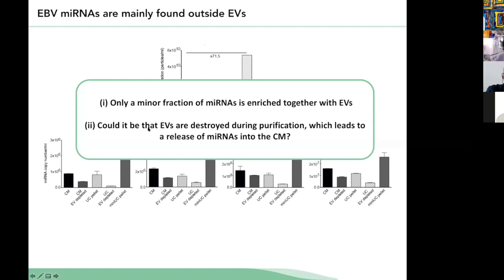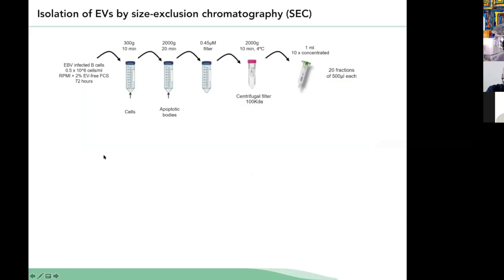But can it be that EVs are just destroyed because of the ultracentrifugation? I'm just doing things too harshly, and then the microRNAs are released in the CM just during the preparation. So to be sure that the first point is true, we decided to use a second purification method, size exclusion chromatography. The first step is more or less similar to the one I showed you before. The only difference is that here we are using a centrifugal filter to concentrate our conditioned media 10 times, okay?